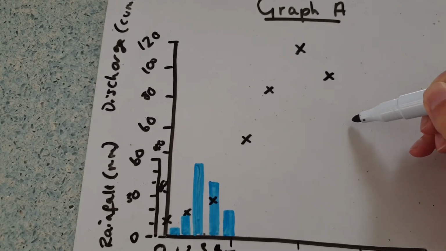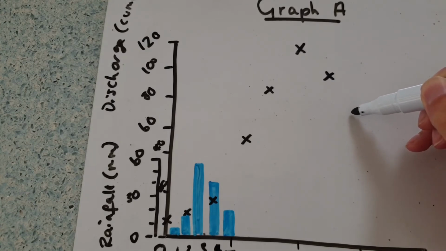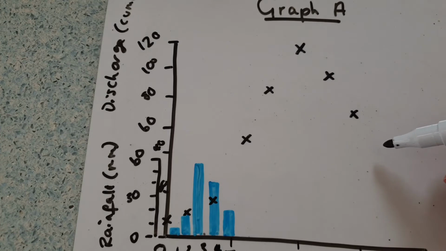14, we go to 65, which is down there somewhere. 16 hours, we go to 45. 18 hours, we go all the way down to 20. 20 hours, we go down to 15. So we're kind of back almost to where we were before, aren't we, down here?